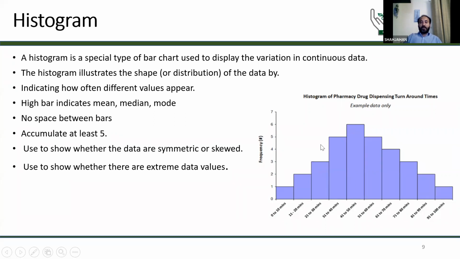There is no space between the bars, as you can see here. We need to accumulate at least 5 bars. At least we should have 5 different data so that we can accumulate 5 bars.